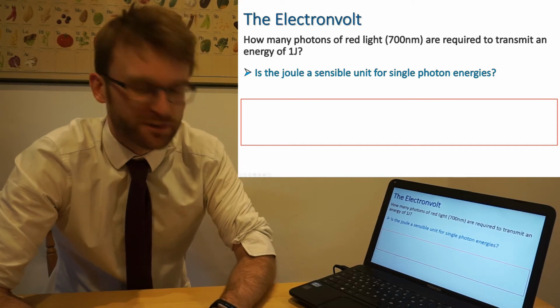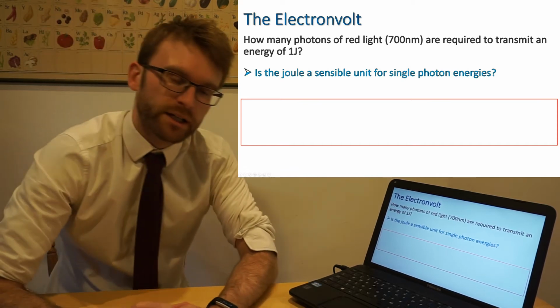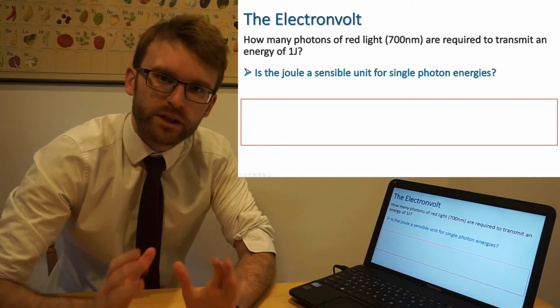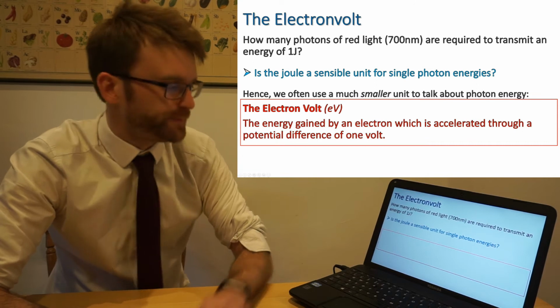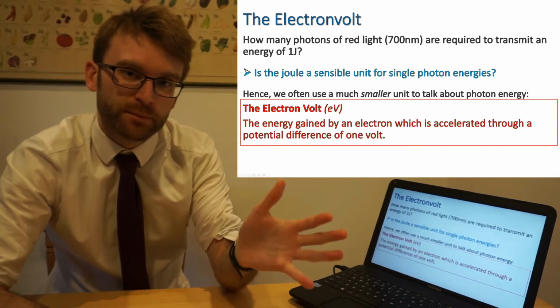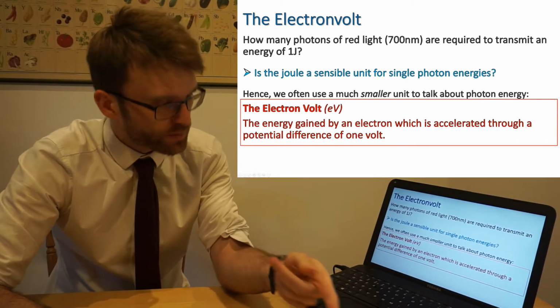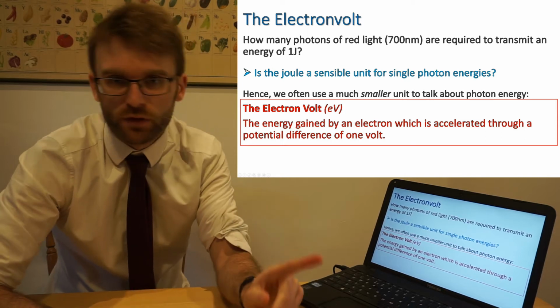Obviously, no. There's a much better one, and it's really sensible, this unit, when you understand it. I'm just going to tell you what it is for now, and then I'll tell you where it comes from. The electron volt is the energy gained by a single electron which is accelerated through a PD of 1 volt.